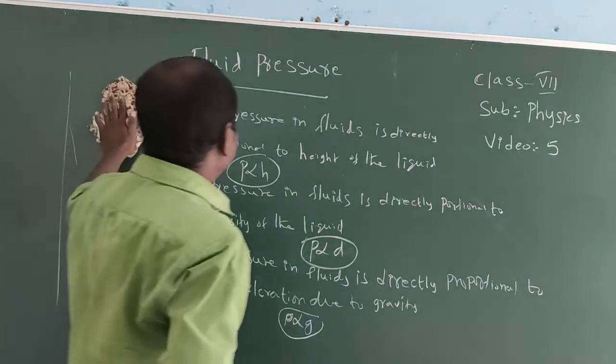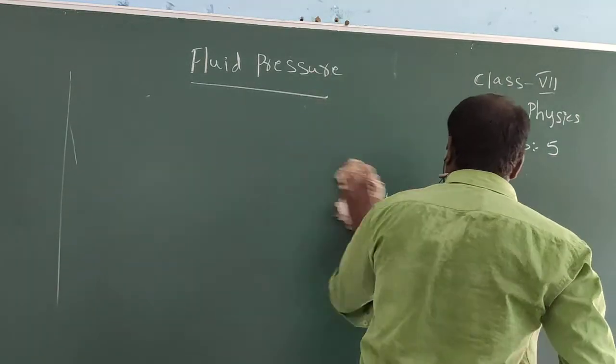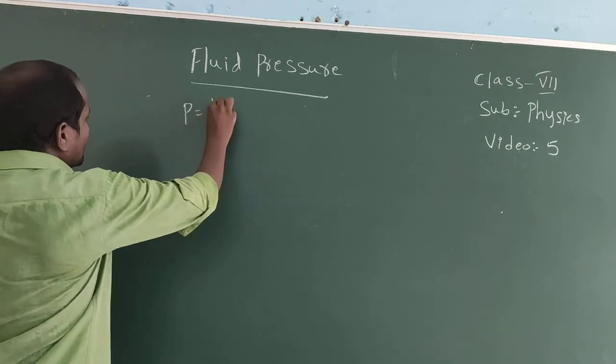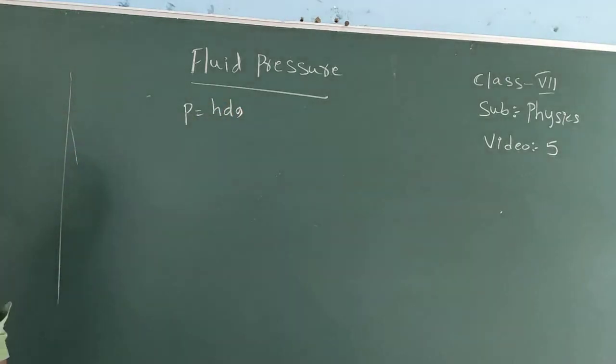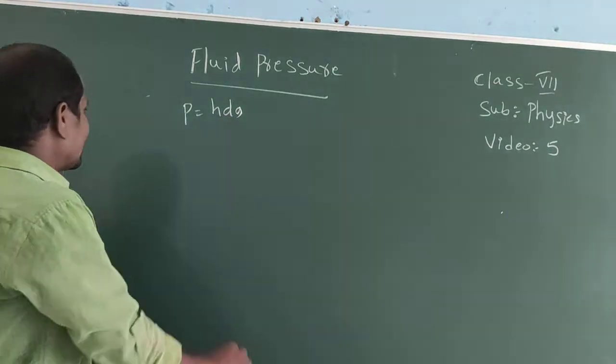Fourth one, pressure in fluids does not depend on area of cross section. Here, P equal to hdg. Pressure depends on the height of the liquid, density of the liquid, and acceleration due to gravity.